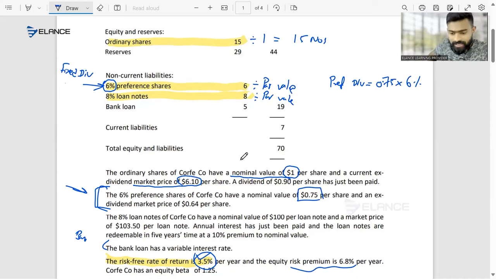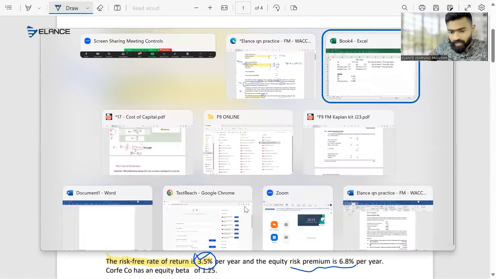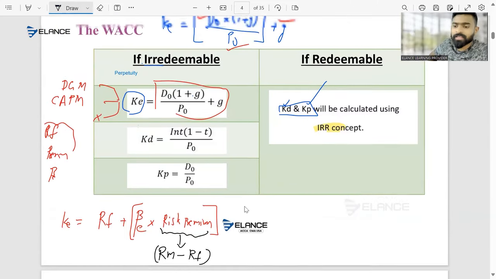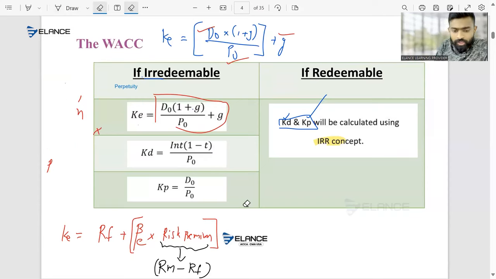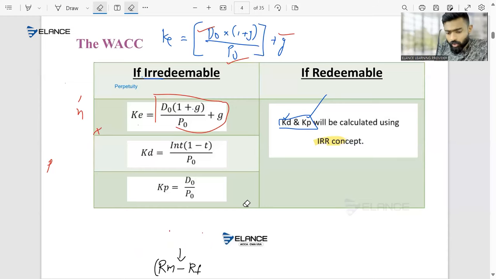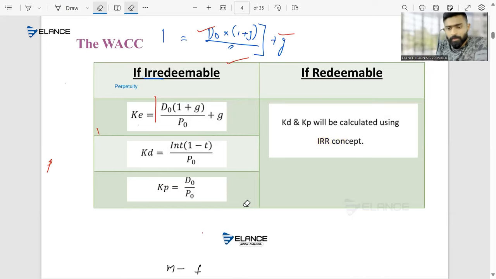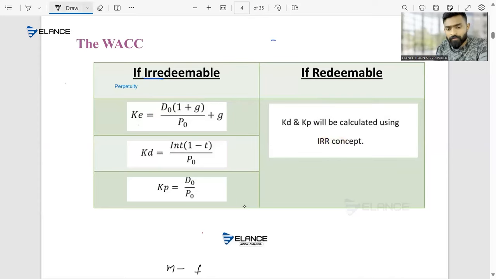See, is there any year mentioned for redemption? No. If no years are mentioned, is the instrument redeemable or irredeemable? Do comment. It is irredeemable, right? So if it's irredeemable, we have to use this formula. Since it's Kp, it's D0 by P0. That's the formula. You have to learn this.